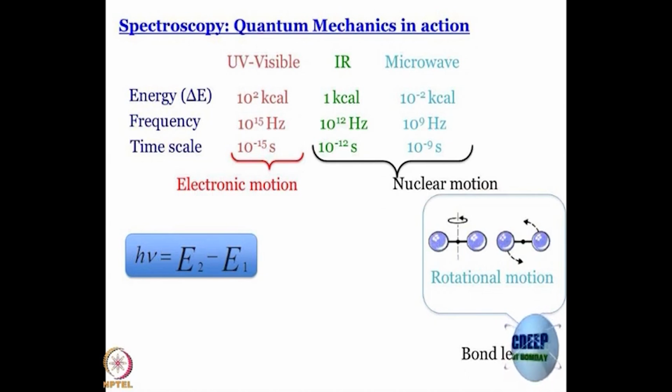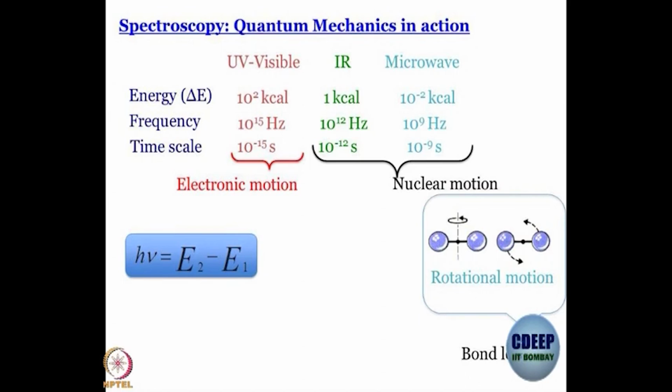Different parts of electromagnetic radiation come in resonance with different kinds of energy gaps. We write this in terms of energy, frequency and time scale. UV-vis, these are the values. Just look at the frequencies, 10 to the power 15, 10 to the power 12, which we discussed when we talked about Fourier transformation, and microwave is 10 to the power 9 hertz. When you do UV-visible spectroscopy, you explore those electronic levels about which you have studied in detail in your quantum chemistry class at stage 4 to 5.